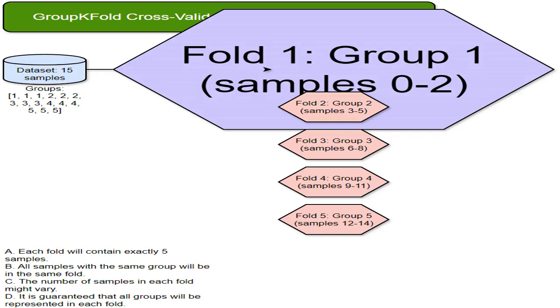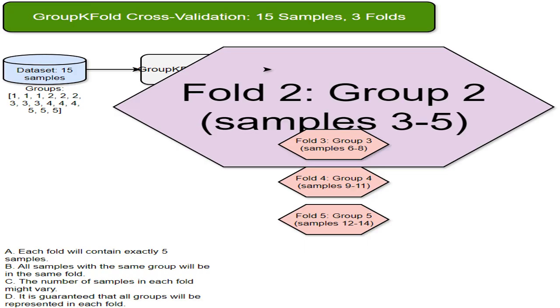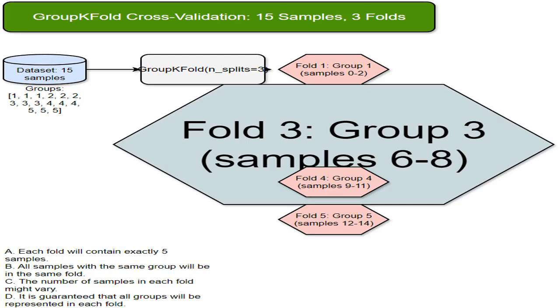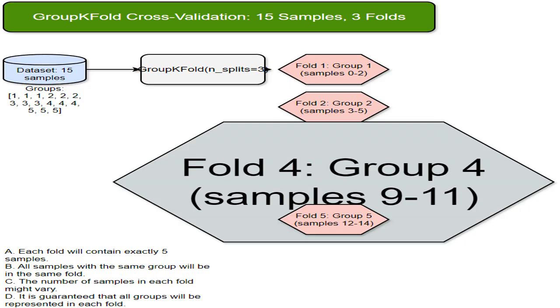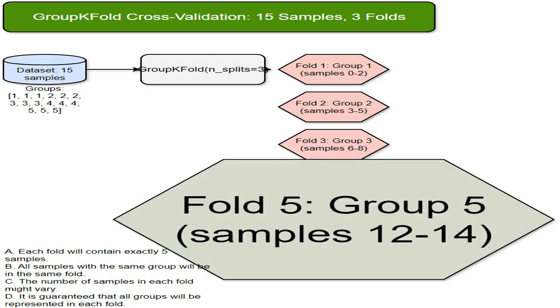This illustrates how the data is split. In the first fold, we have all the samples from group 1, samples 0, 1, and 2. Similarly, fold 2 contains all the samples that belong to group 2. The same pattern continues. Fold 3 includes only samples belonging to group 3. Fold 4 uses samples from group 4. And finally, fold 5 uses samples from group 5.